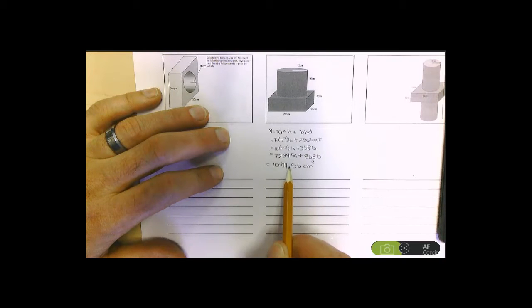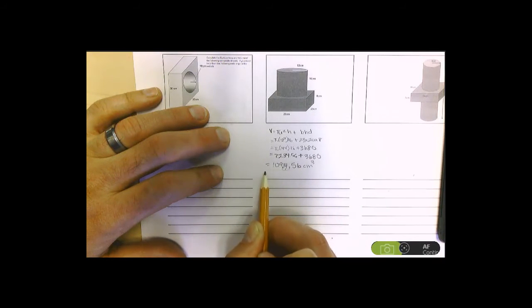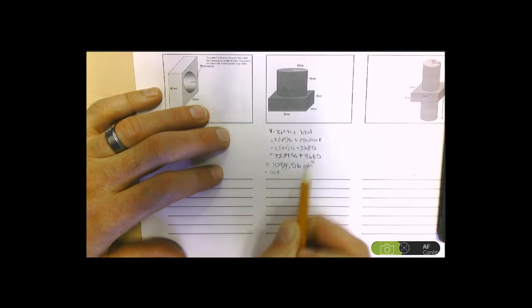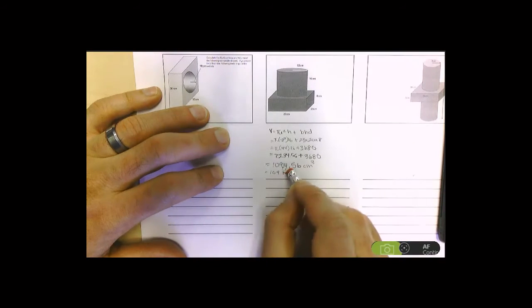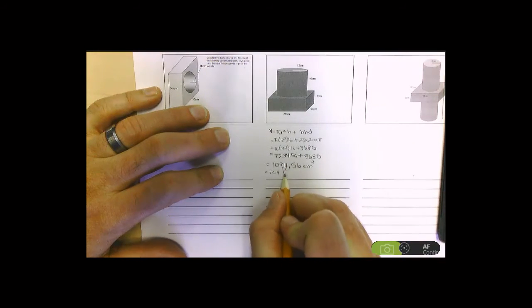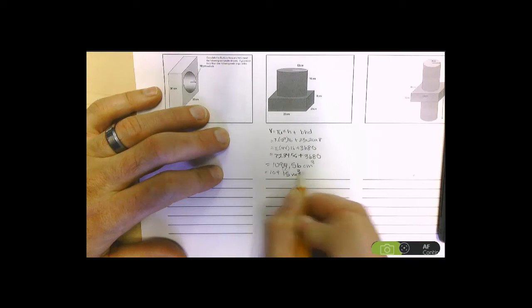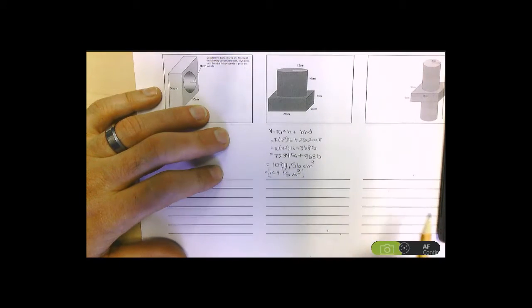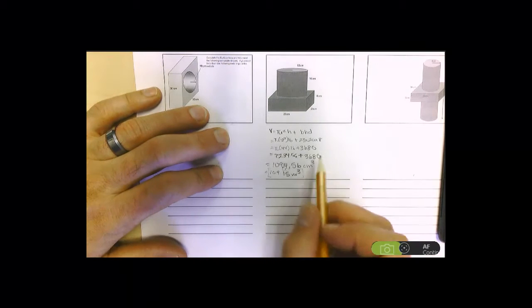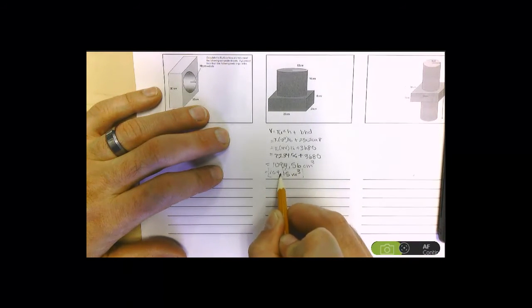What would that be? We'd have to move it two decimal places, right? So that would be 109.1415 meters cubed, so that's a more reasonable number, right? If you wanted to do some conversion and show a different level of math.